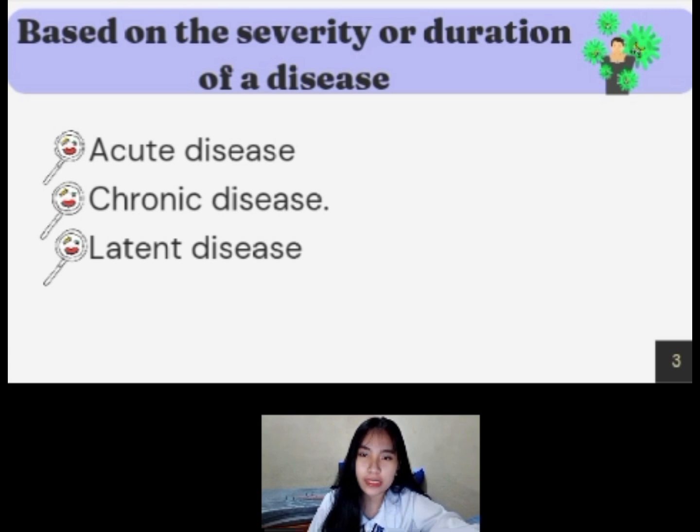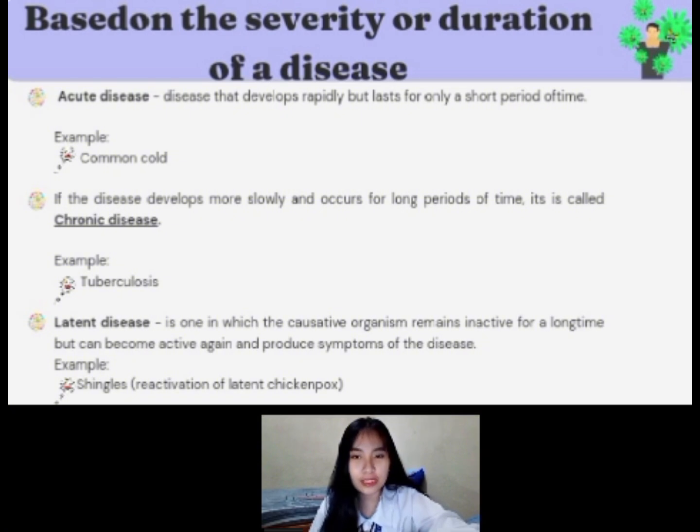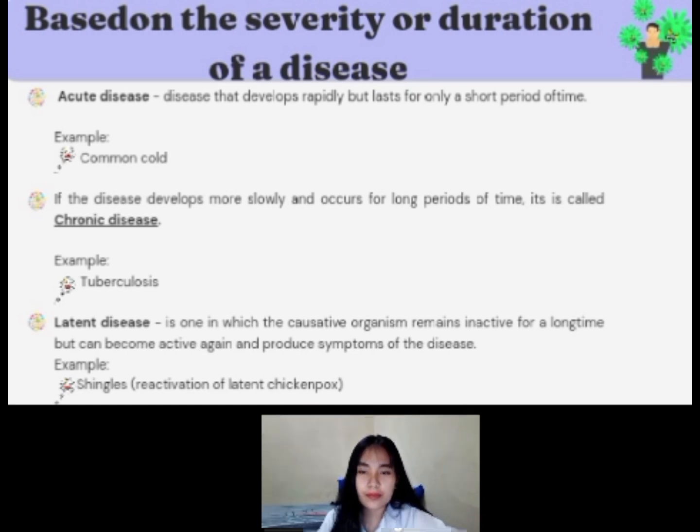So we have three types of diseases: acute diseases, chronic diseases, and latent diseases. So let's start with acute diseases. An acute disease is characterized by a rapid onset and a short duration. For example, the common cold is an acute illness that can develop quickly, often resolving within a week or two. Its symptoms may be bothersome, but they are generally self-limiting.